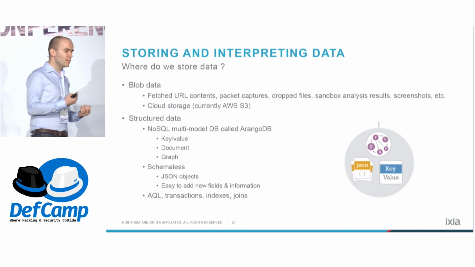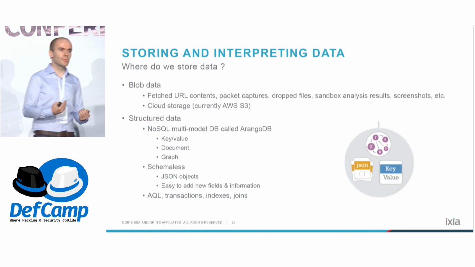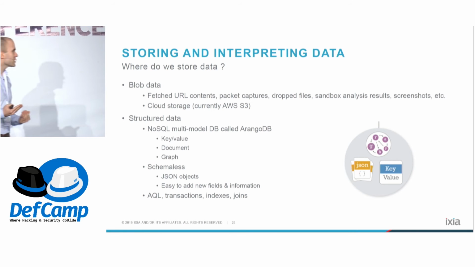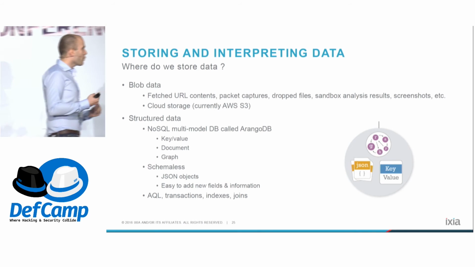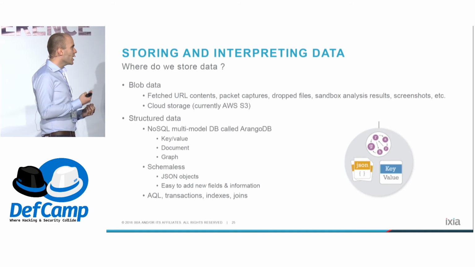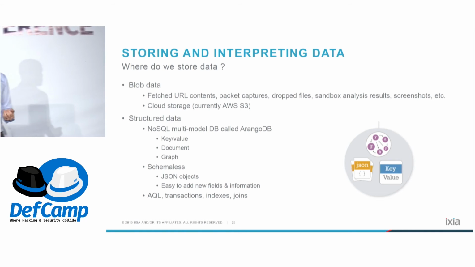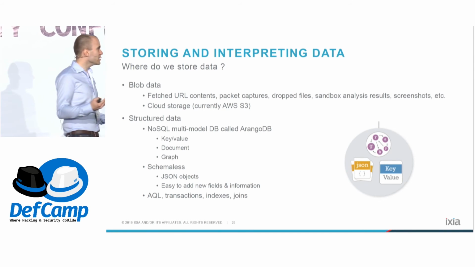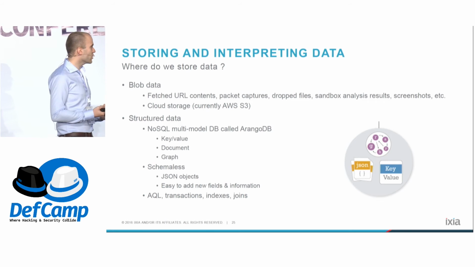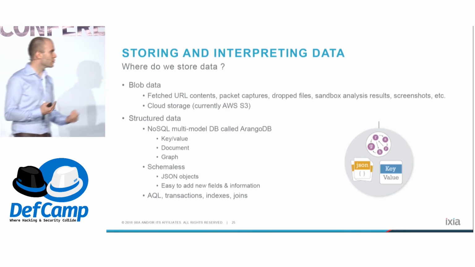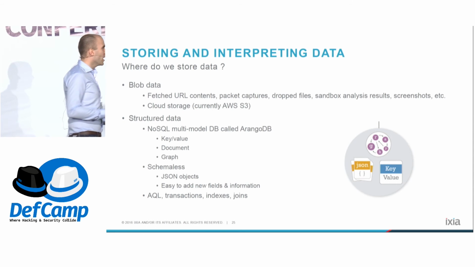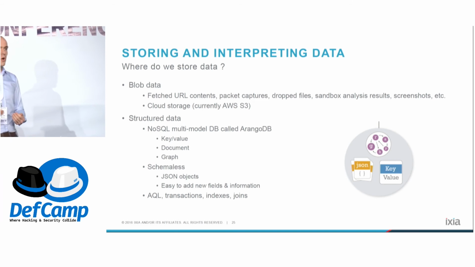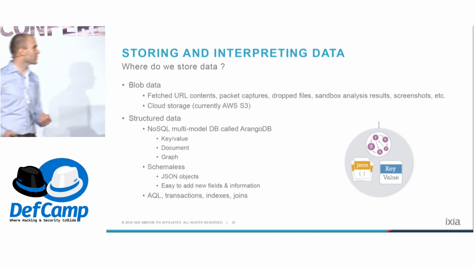Graph database basically means that you can have relationships between entities in your database, and we'll take a look at our data model on the next slide. But for now, the main advantage of Arango is that it's really, really flexible. It's NoSQL based, so you have a schemaless architecture. You can just post JSON objects, and it will store them without any hesitation. This makes it easy to add new fields and information as you're going on and developing and adding more and more to your system.